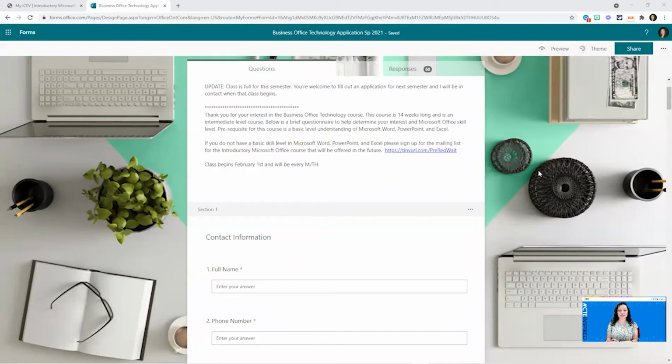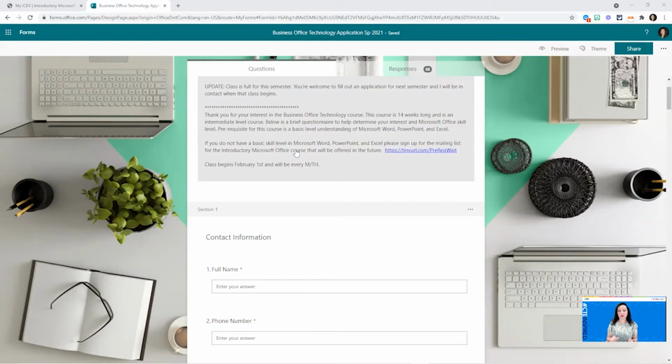So the expectations is that it's going to be 14 weeks long, and that it's an intermediate level class, right? So that's important for them to know so that they don't come into the class thinking that I'm going to be starting from scratch, and that there are expectations for them to know a certain level of understanding for Microsoft Word, PowerPoint, and Excel. And if they haven't taken the prerequisite class, then they are either welcome to sign up for that.